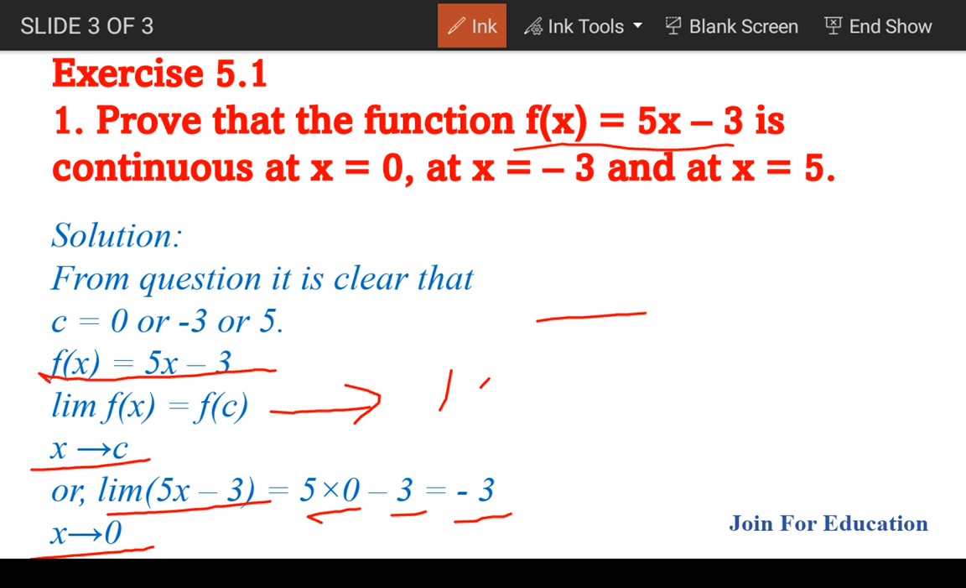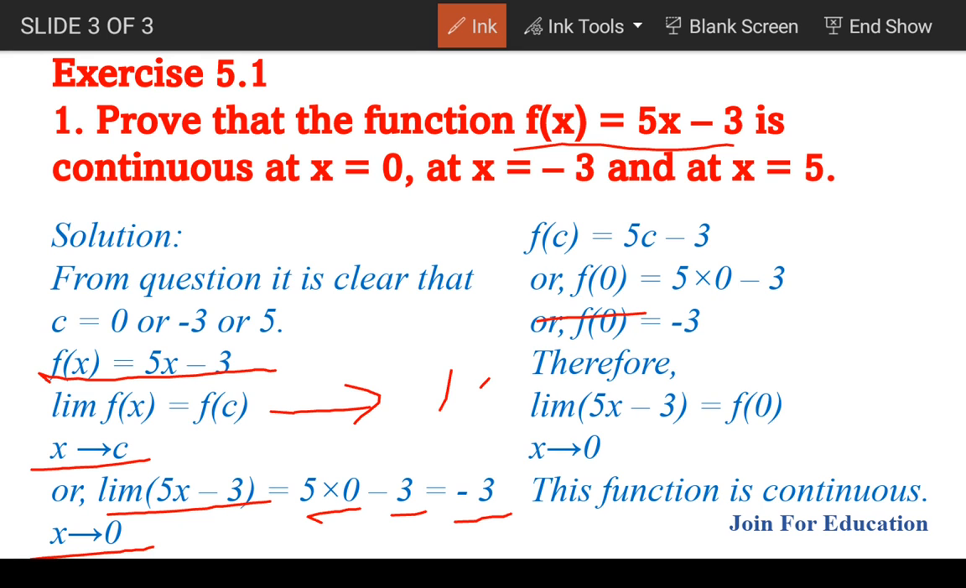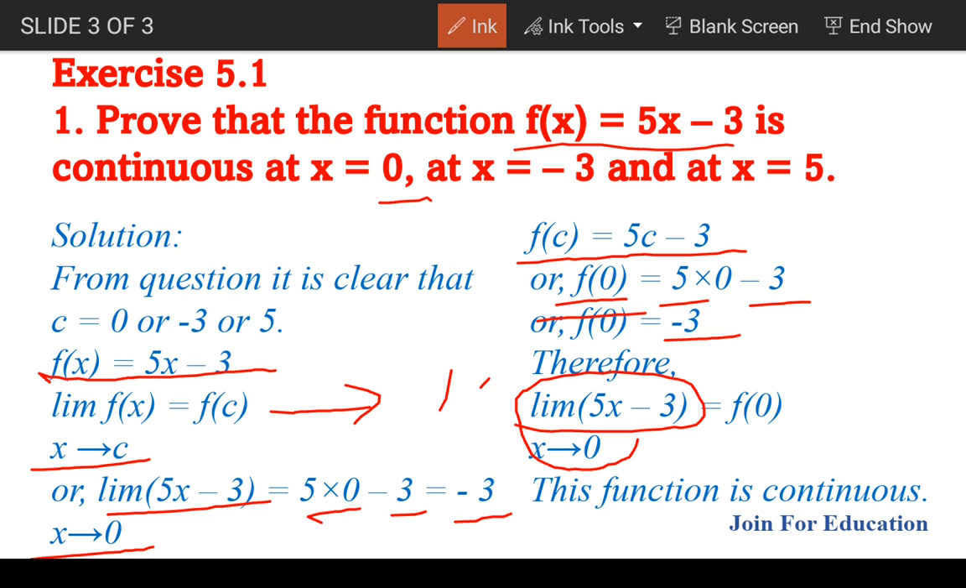After that, we find out or recall f(c) equal to 5c minus 3, or instead of c we write here 0 because we test the continuity of the function at 0. So f(0) equals 5 into 0 minus 3 equal to minus 3. Therefore, limit of 5x minus 3 as x tends to 0 equals f(0). So the given function is continuous.